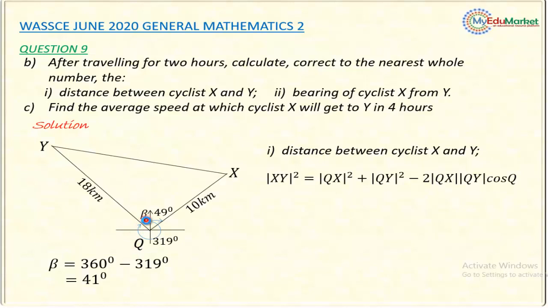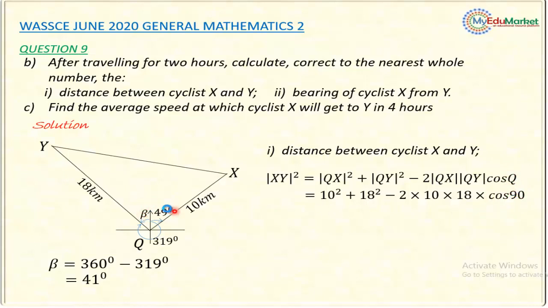So this angle beta is now 41, which means I can find the angle in the triangle, meaning the angle at Q, by simply adding 41 and 49. The addition of those angles will be 90 degrees. So I can now substitute in my cosine rule. QX squared is 10 squared plus 18 squared, that is QY, minus 2 times 10 times 18 times cos 90 degrees. The angle at Q is now 90.